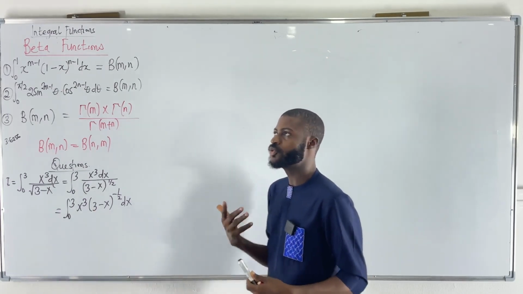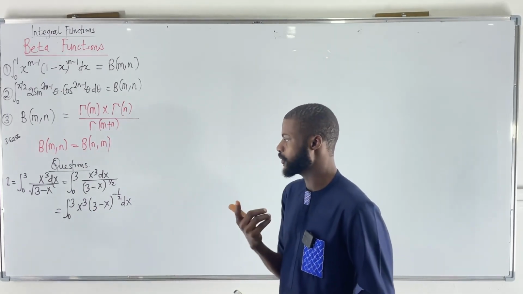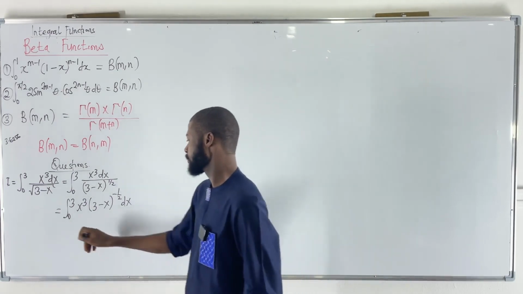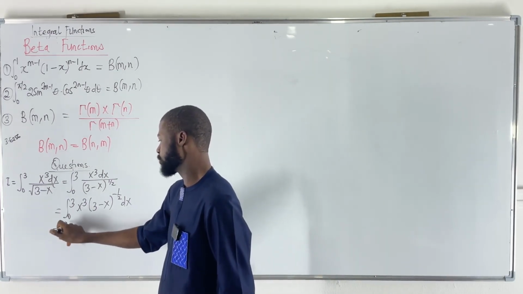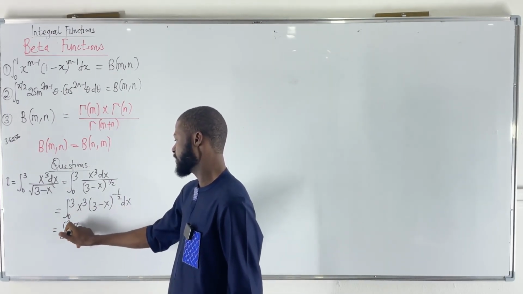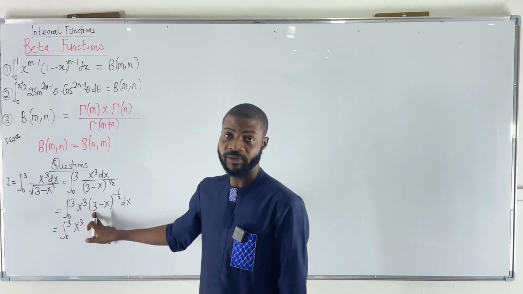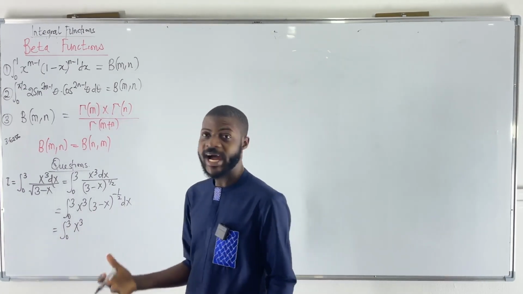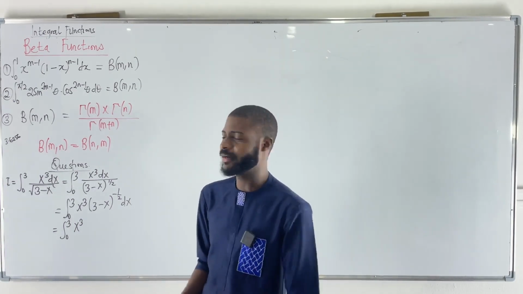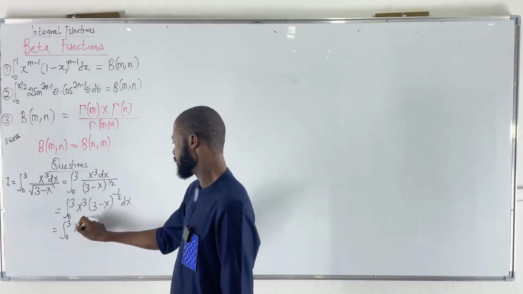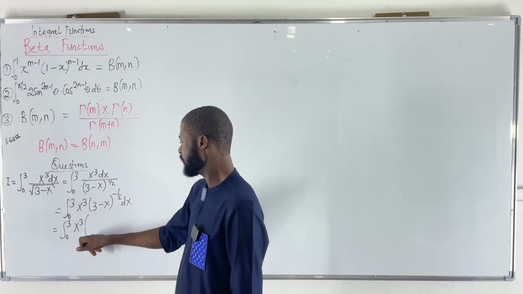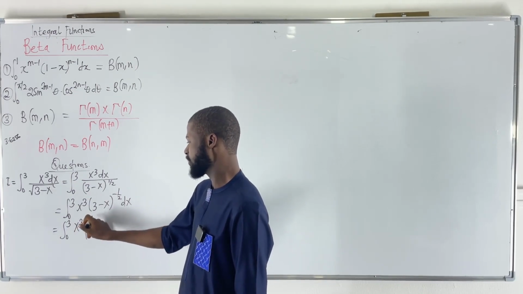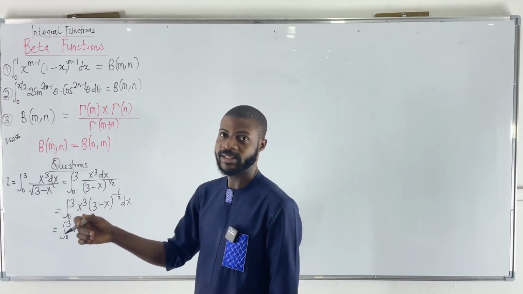So what do we do? Here's what we do. This is the integral from 0 to 3 of x cubed. It means we have to divide by 3, right? Because 3 over 3 will give me 1. So we should divide by 3. But remember that if you divide by 3, you have to multiply by 3, right?